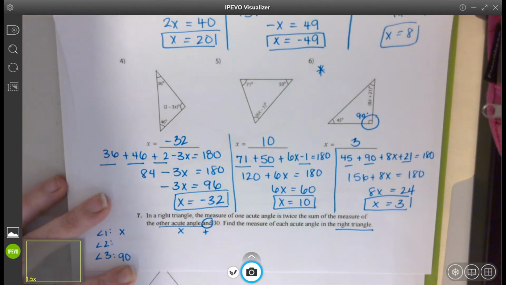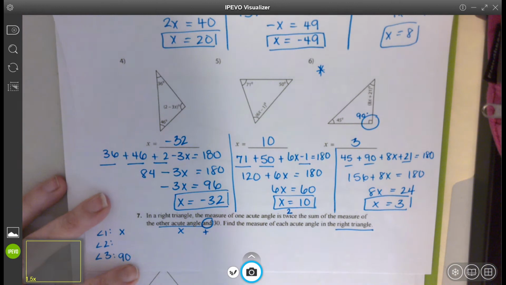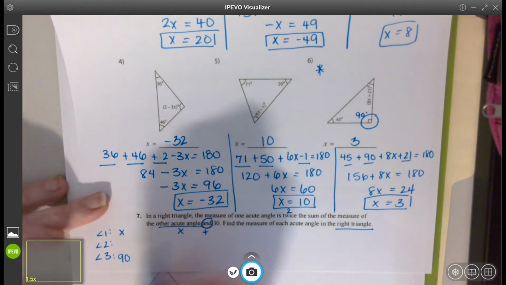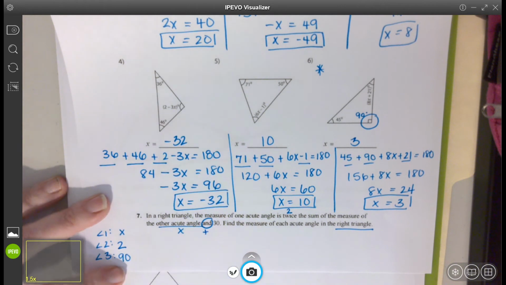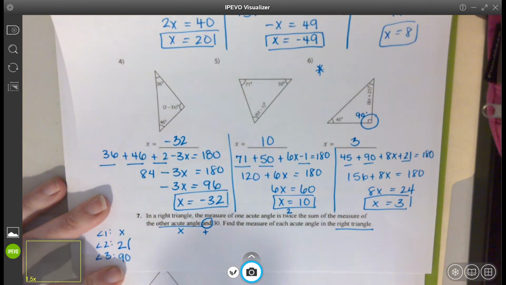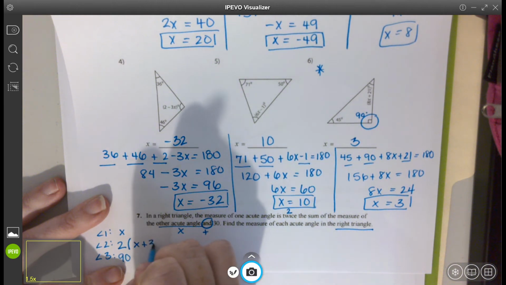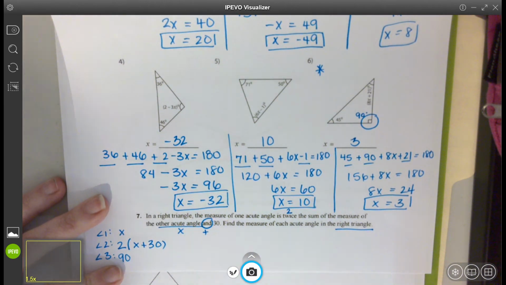Going back, the measure of one acute angle is twice the sum, so I know that that's a 2. Twice the sum of the measure of the other acute angle and 30. Watch how I write this part. Twice the amount means the other angle and 30 are added together, and we're multiplying that by 2, meaning it's not 2x plus 30, it's 2 times x plus 30. So then we have all the expressions we need to figure out our triangle.